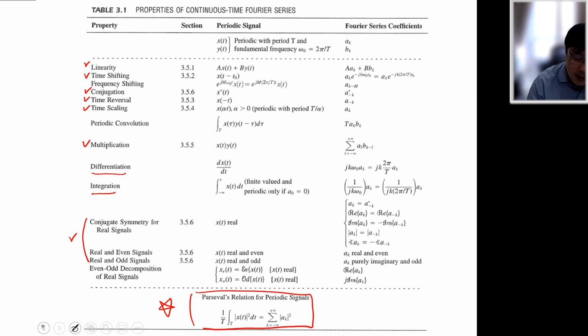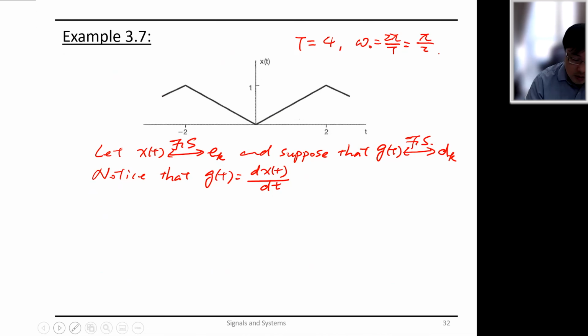Now, by this property here, we know that if you have a signal that is equal to the derivative of x of t, then the Fourier series coefficient of this new signal will be equal to jk omega naught times the Fourier series coefficient ak of the original signal x of t. So in our case, the original signal has Fourier series coefficient ek.